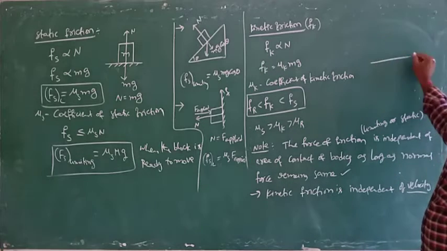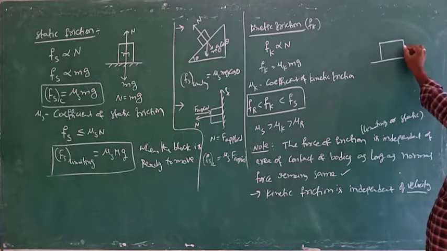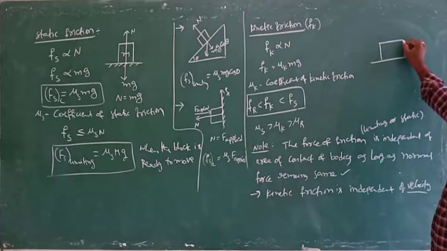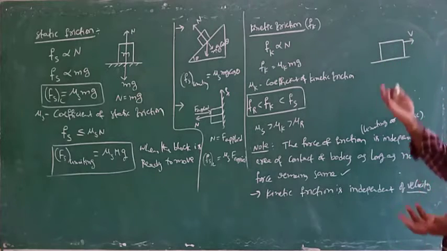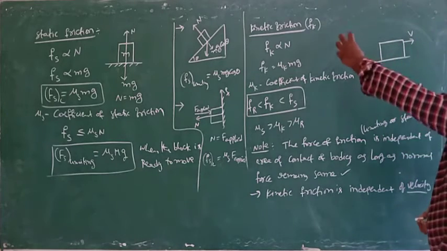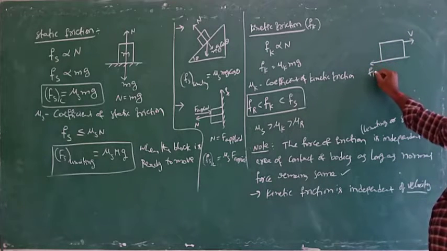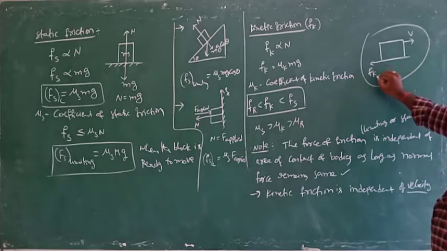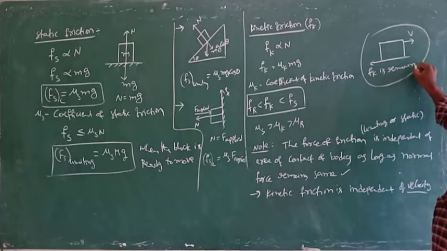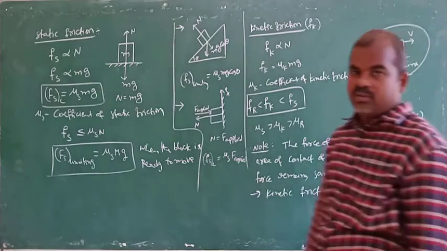Suppose kinetic friction means the block is already in motion. In that motion of the object, whether the velocity increases or decreases, or when we are giving too large or too small a velocity, there is no change in kinetic frictional force. Fk remains the same. There is no change.